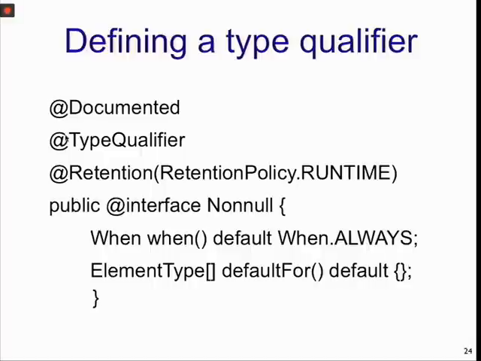We say it's a type qualifier. And then we can decide whether or not we want this type qualifier to be available through reflection. In this case, I said, make it available at reflection. And then I've defined an annotation called NonNull. And then I've defined 2 elements of it, when and defaultFor. And I'll be telling you what these 2 things do in just a moment. Okay? But this is defining a type qualifier called NonNull that's documented, available through reflection, and it's got these 2 attributes. So whenever you apply it, you can optionally provide these when values.